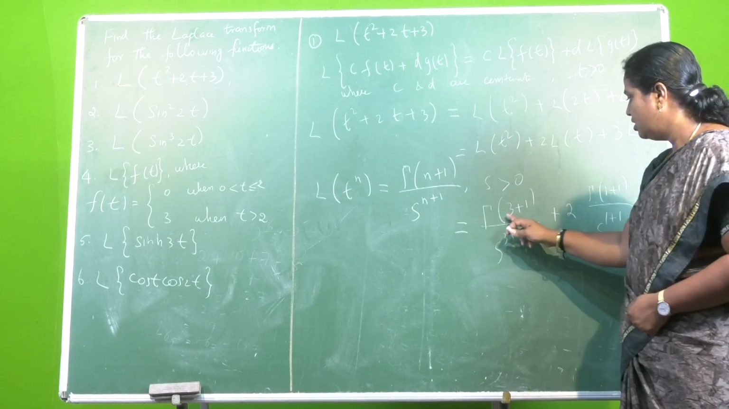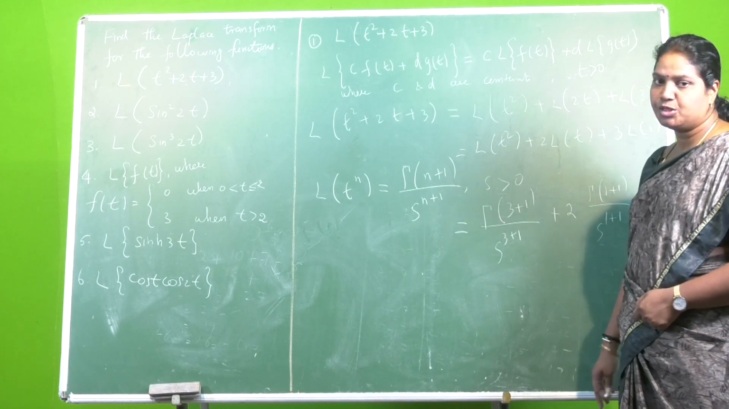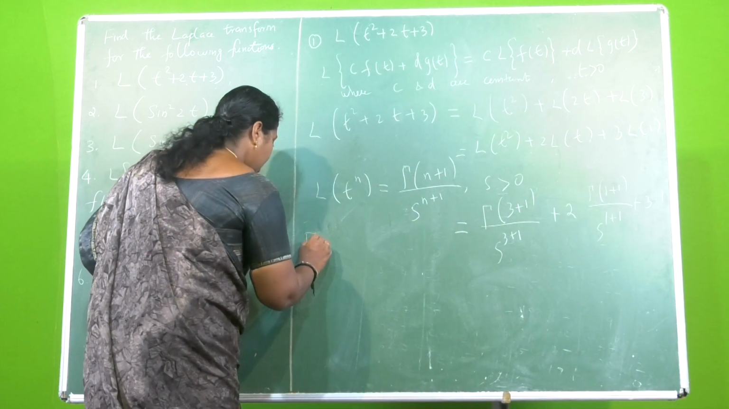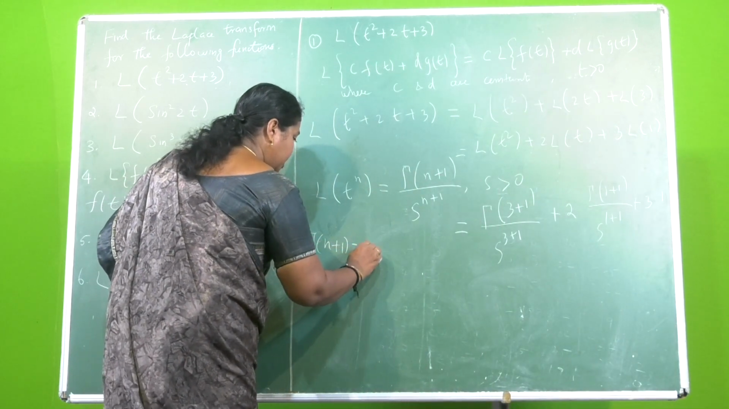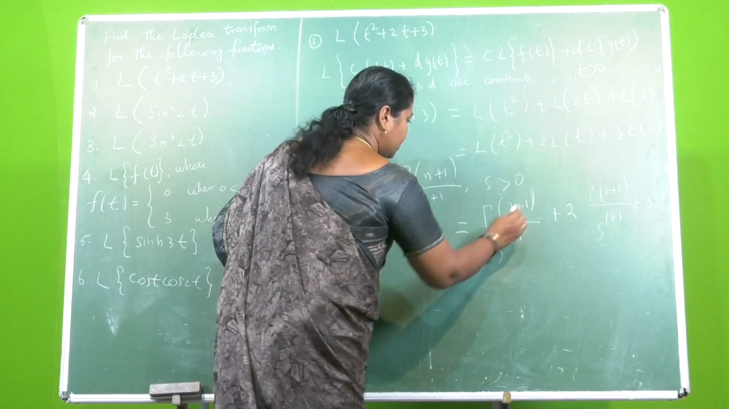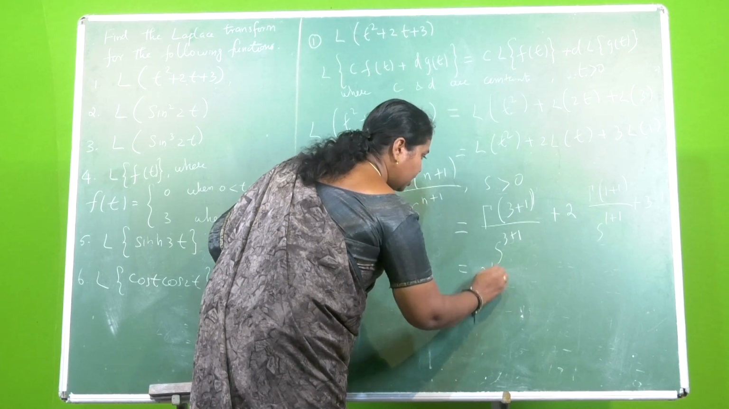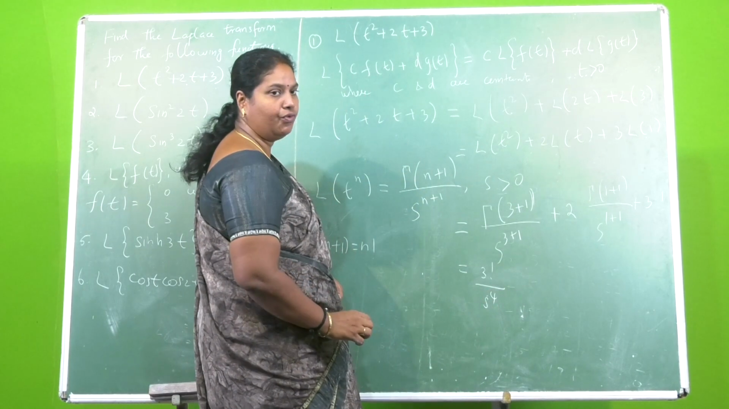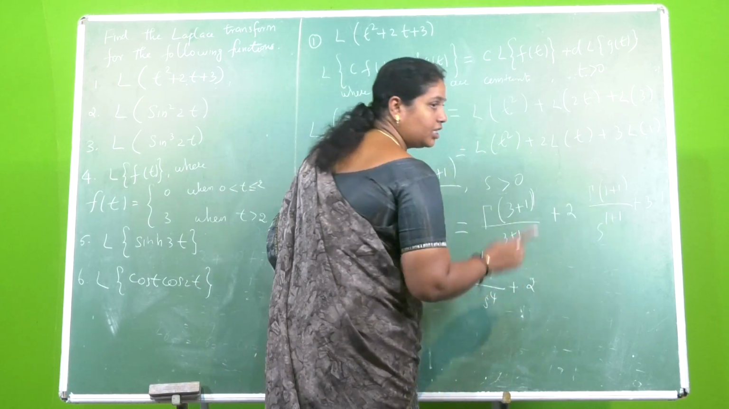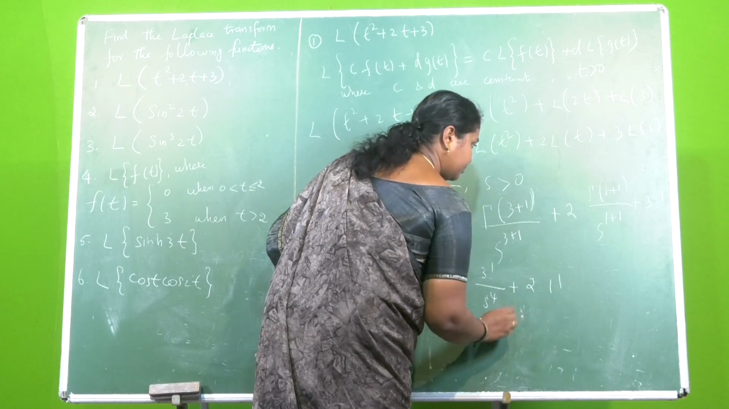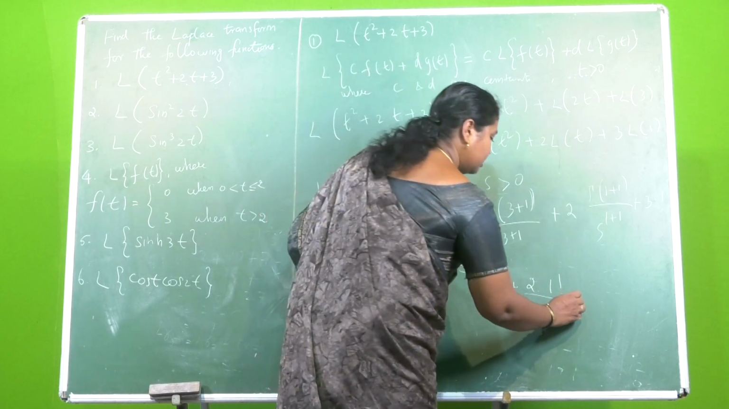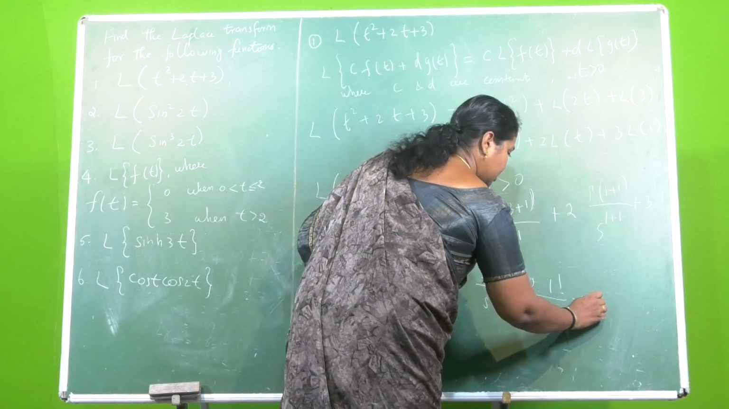So now we know that the gamma function has a special property, that is gamma of n plus 1 is equal to n factorial. Okay, so we are going to apply it here. So the gamma of 3 plus 1 is nothing but 3 factorial, s power 3 plus 1 is nothing but s power 4, plus gamma of 1 plus 1 is nothing but 1 factorial. s power 1 plus 1 is nothing but s square, plus 3 into 1 is 3.